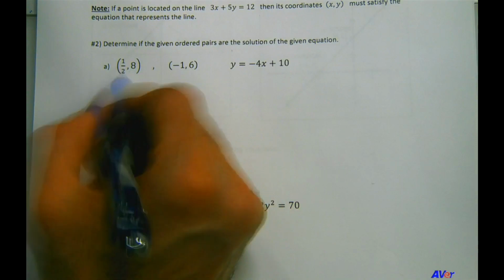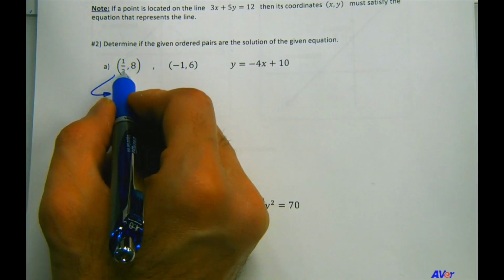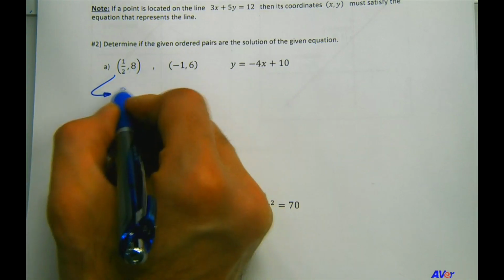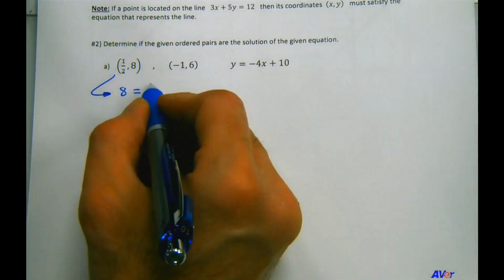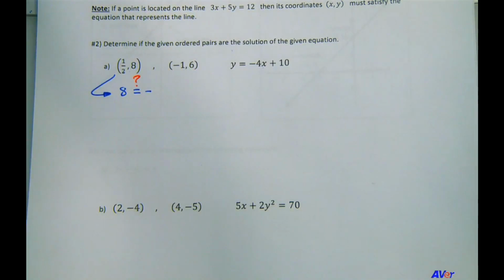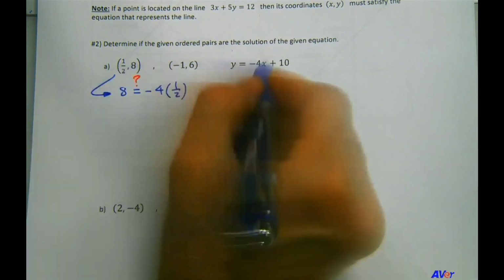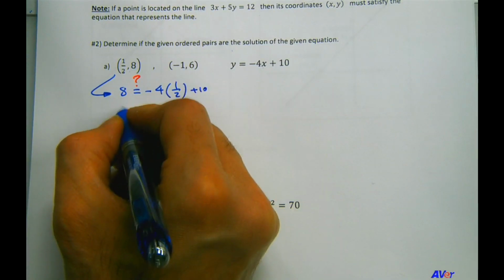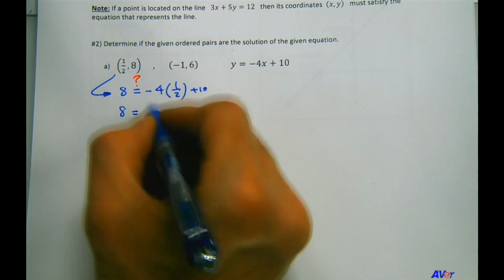So let's test this point first, right? That one. So I'm going to plug in x with 1/2 and y with 8. Okay? I'm plugging this point in here. 8 for y equals, we don't know, we're checking to see if that is equal to -4 times 1/2, I'm plugging in x with 1/2, plus 10. Let's see. 8 minus 4 times 1/2 is -2, plus 10.